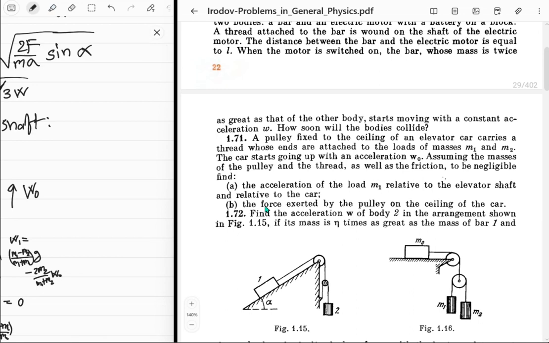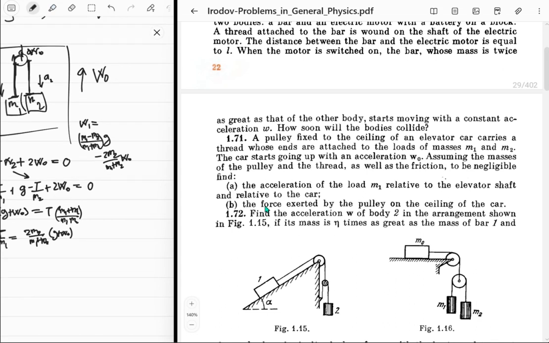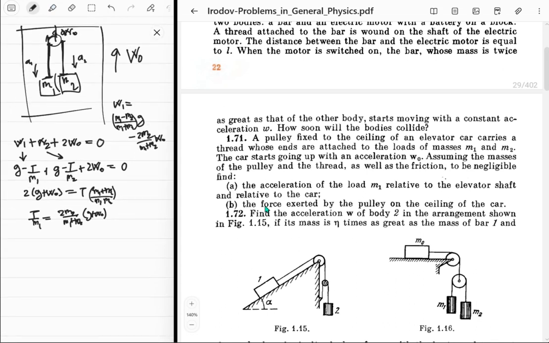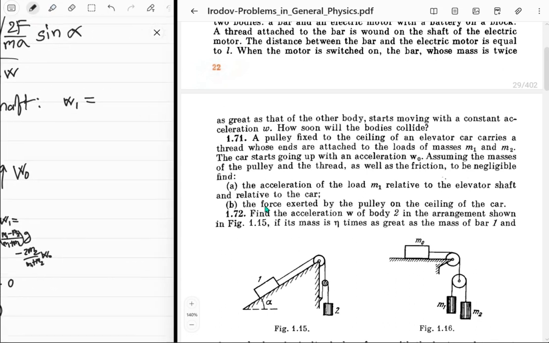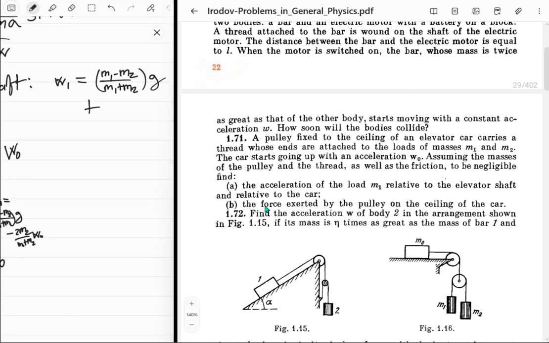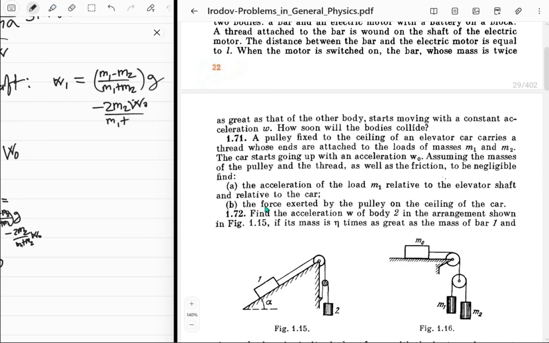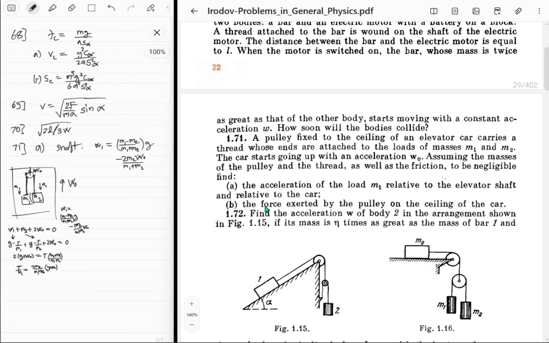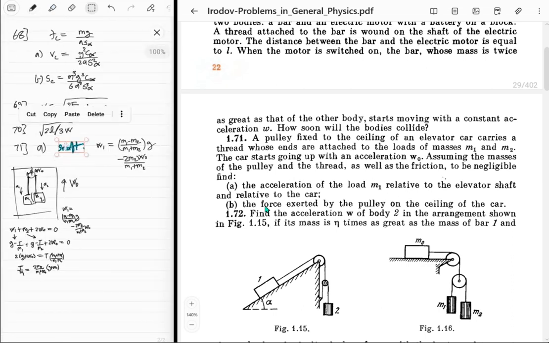So only the load M1 you want, right? So W1 that will be... yeah. So we did find what W1 is. It's going to be M1 minus M2 upon M1 plus M2 times G, plus minus 2M2 W naught upon M1 plus M2. That should do it. So with this shaft, this is our acceleration.